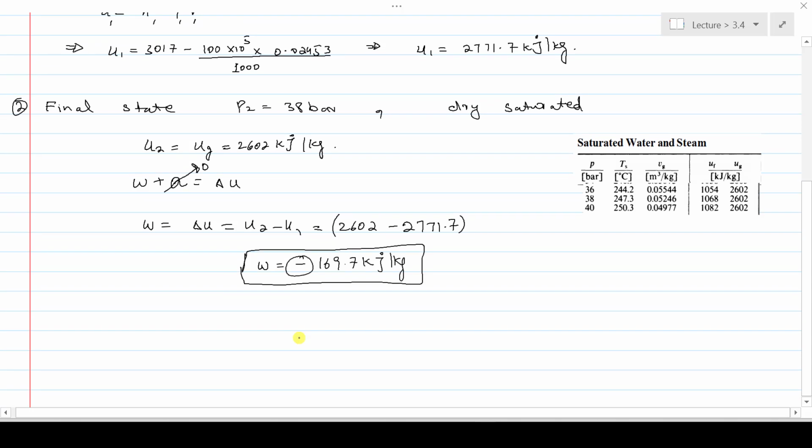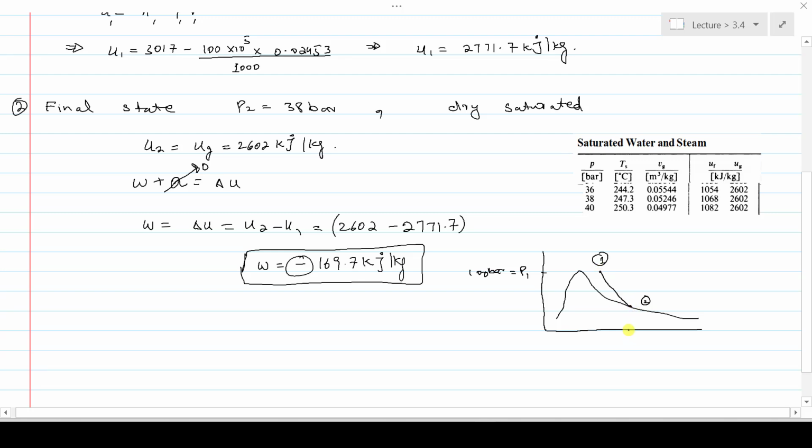Now let me draw its PV diagram. First, the pressure of the steam is very high. This is, let's say, initial state point 1, in the superheated region, and its pressure is P1, that is 100 bar. Then the cylinder piston system expands and the steam condition changes from the superheated region to the saturated region. So our final state point is on the saturated line, and our process will follow this line from the initial state to the final state.